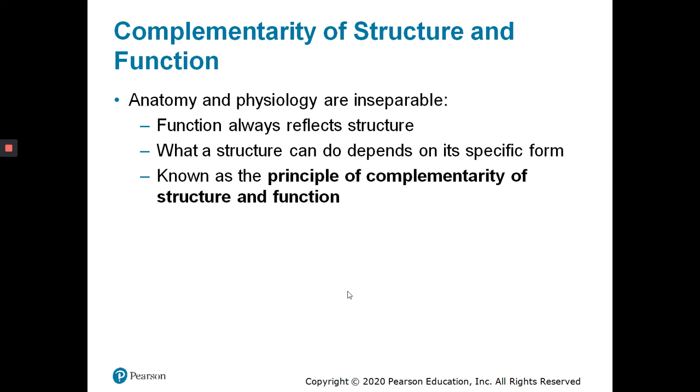Now, anatomy and physiology are inseparable. So function always reflects structure. And basically what that means is that what the object looks like or what the organ looks like is going to kind of tell us what the physiology of that organ is and what it does. So let's take the heart for an example. It's made of muscle, it's hollow, we have chambers, and those chambers fill with blood, and that's what pumps that blood throughout the system, the cardiovascular system. So that's what we mean by function always reflects structure.